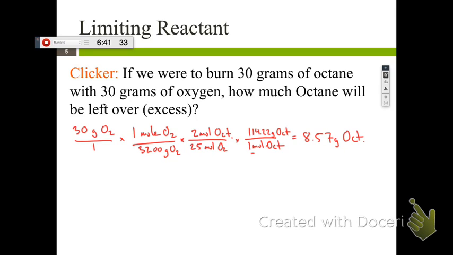Okay, so then if we have more than this, the question is, well, how much is left over? What's the excess? And how did you find that? So I subtracted 8.57 from 30 grams and got 21.43 grams of octane in excess. Great. Questions? Eric? Round off for sig figs.